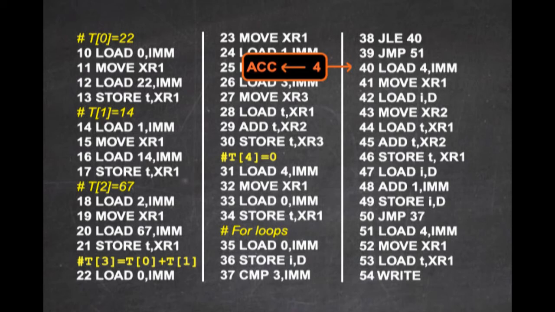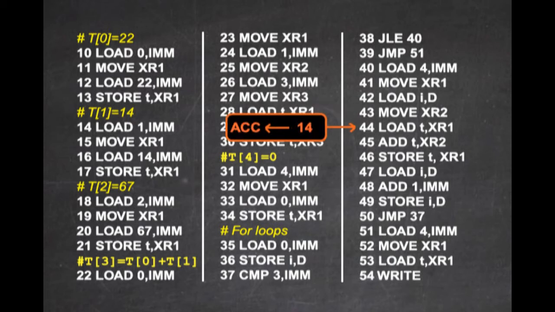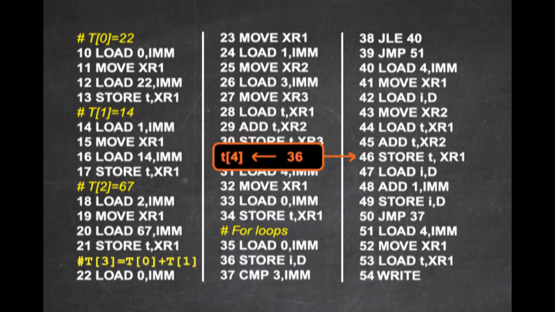Accumulator is loaded by 4. Index register index 1 is loaded by 4. Accumulator is loaded by 1. Index register index 2 is loaded by 1. Accumulator is loaded by 14. Accumulator is loaded by 36. Array item with index equals 4 is loaded by 36.